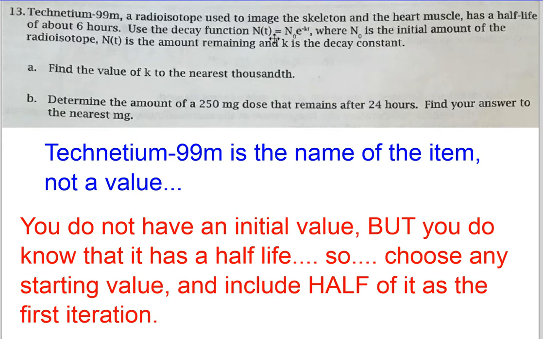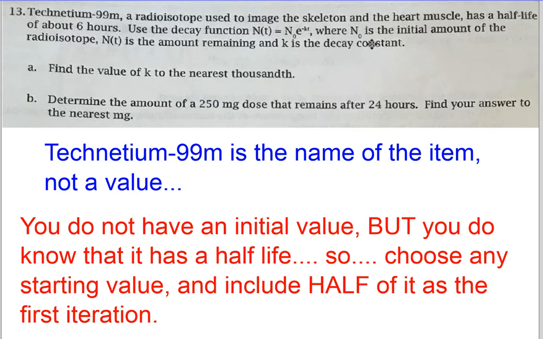So the problem is, in order to use this formula, you need to know either the decay constant, the time, or the initial value. And we only know one of those things, and that is the time, that it has a half-life of 6 hours. So we don't know the initial value, and we don't know the decay constant, which is actually what we're asked to find. So if you do not have an initial value, but you do know that it has a half-life of 6 hours, then you can actually use some common sense to come up with some numbers here.